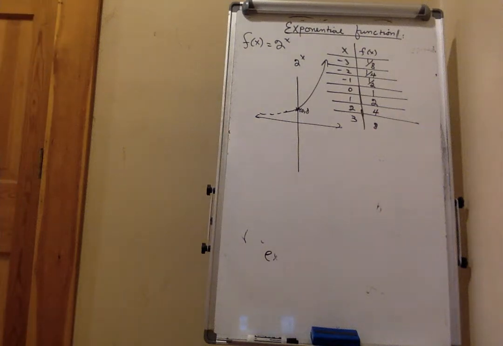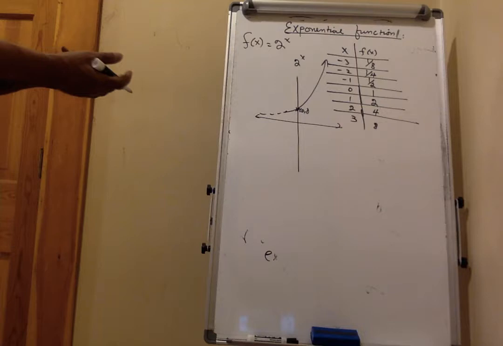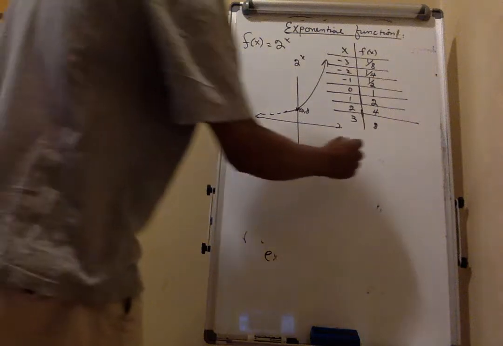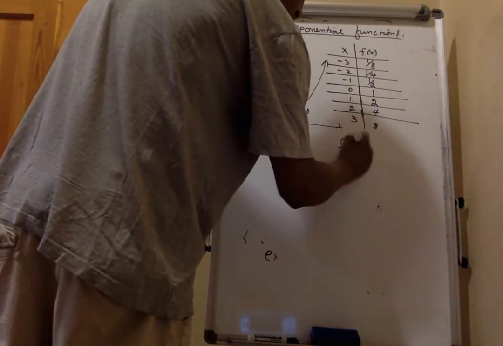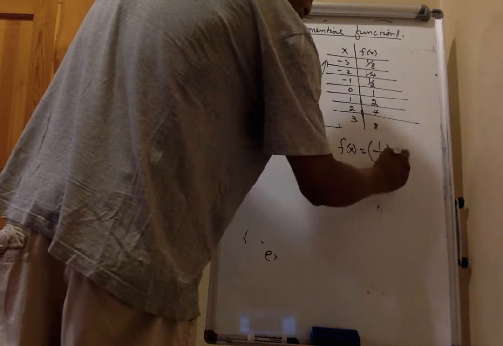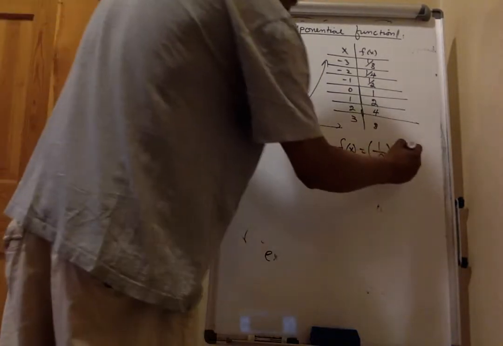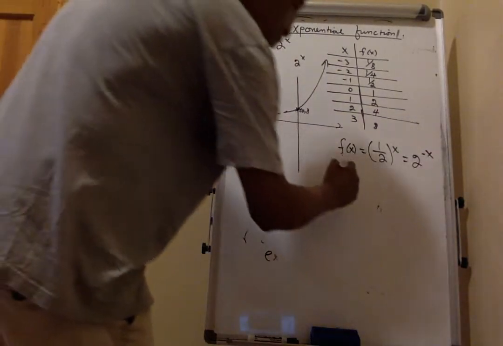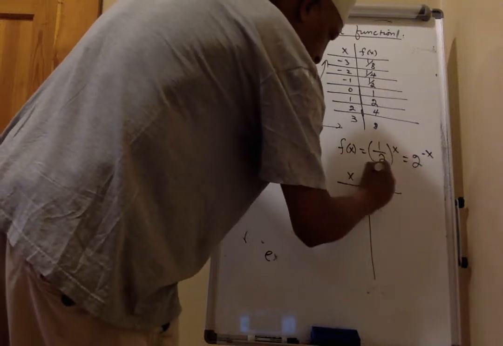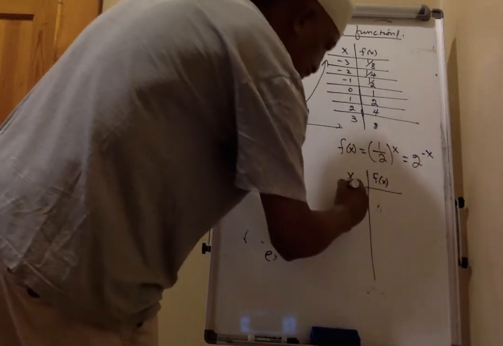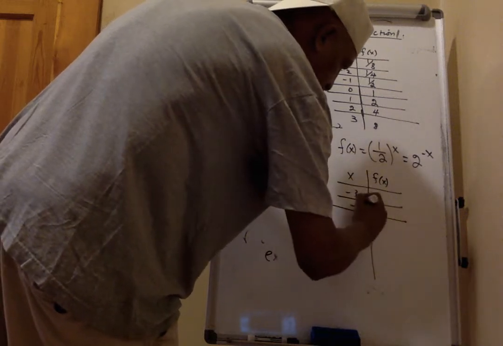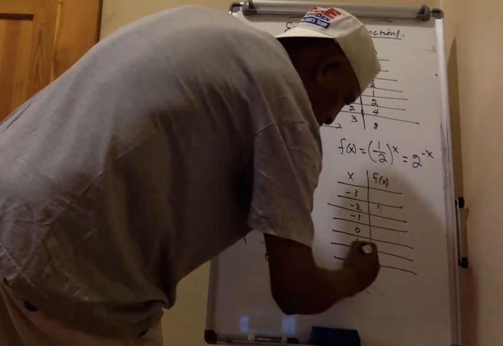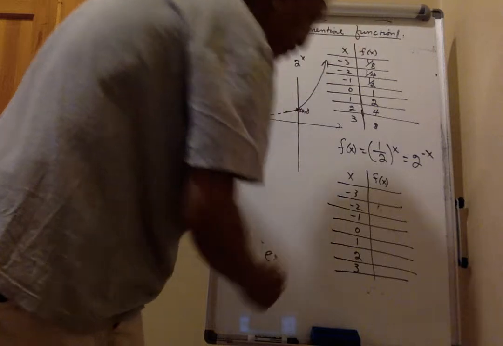Okay. Let's justify whether a fraction describes an exponential decay. So let's do f of x is equal to half to the power of x. This is the same as saying 2 to the -x. You know about the rules of the exponents. So if we do another similar table, x and f of x, let's use the same values of x, -3, -2, -1, 0, 1, 2, and 3.